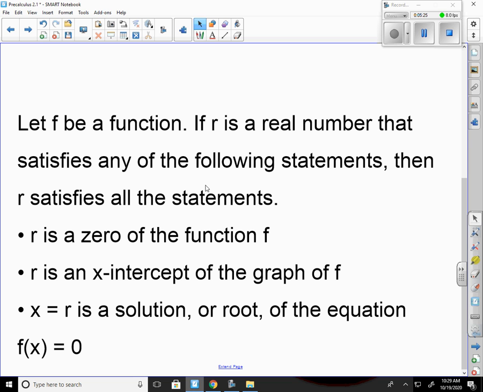Let f be a function. If r is a real number that satisfies any of the following statements, then r satisfies all of the statements. So r is a 0 of the function f. R is an x-intercept of the graph of f. X equals r is a solution or root of the equation f of x equals 0. So if any of those is true, they're all the exact same thing. And so if one of those is true, then it's true for all of them. Just a bunch of different phrases to say the same thing.